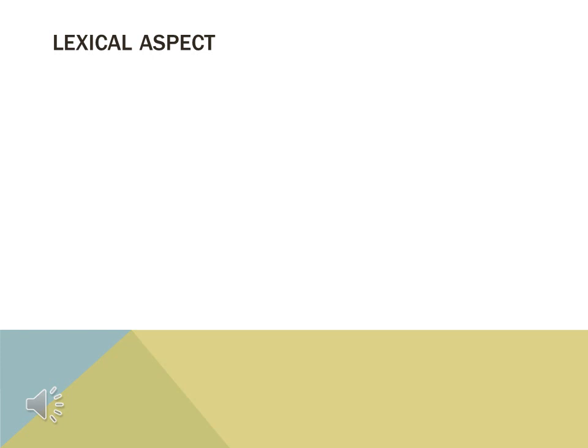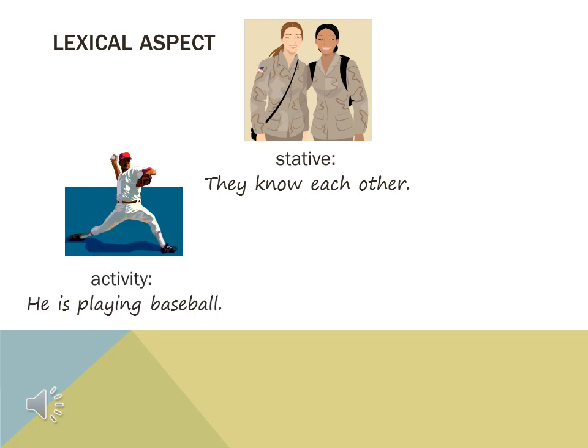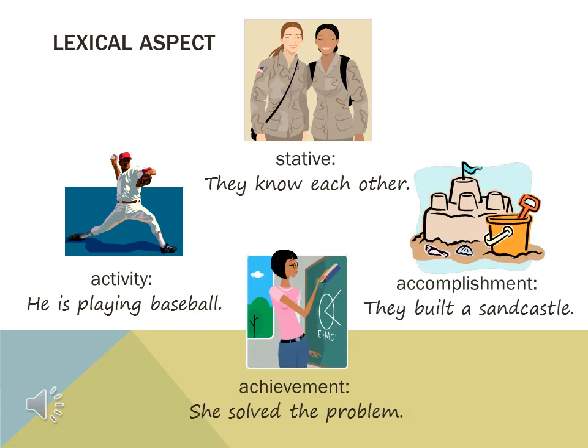And lexical aspect allows us to determine what type of act a verb represents. Stative, they know each other. Activity, he is playing baseball. Achievement, she solved the problem. Or accomplishment, they built a sandcastle.